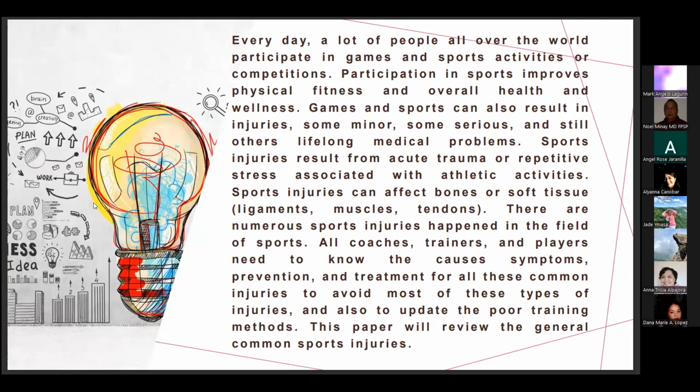Sport injuries result from acute trauma or repetitive stress associated with athletic activities. Sport injuries can affect bone or soft tissues, ligaments, muscles, tendons. There are numerous sports injuries happen in the field of sports. All coaches, trainers, and players need to know the cause, symptoms, prevention, and treatment for all these common injuries to avoid most of this type of injuries, and also to update the poor training method. This paper will review the general common sports injuries.